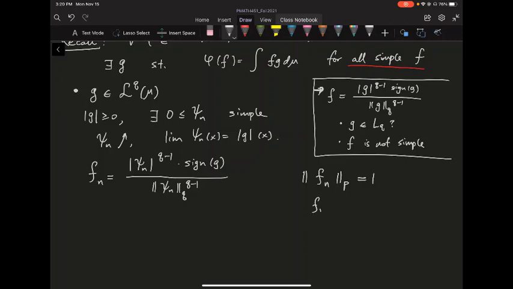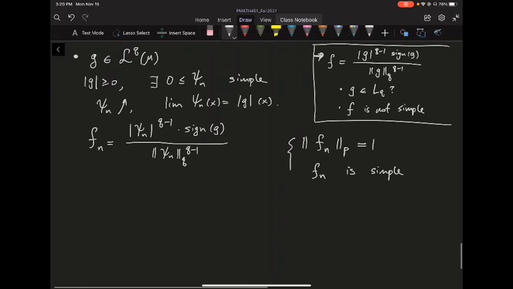And second, each of these fn are simple. The reason is that psi n are simple, so raised to the power q minus 1 is also simple. The sign of g is either positive or negative 1. And then I divide everything by a constant. So this fn is going to be a simple function. All of them are simple. So that's one thing we immediately know: they are simple and their norms are equal to 1.